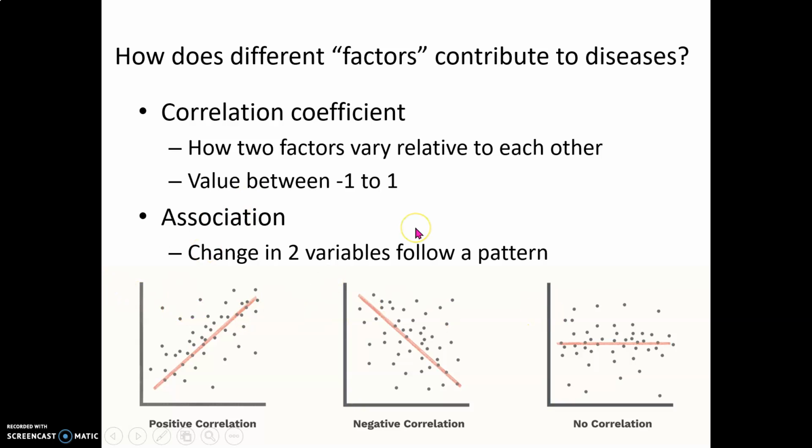So this is a value between -1 and +1. +1 being a perfect positive correlation. When A increases, B increases. -1 being a perfect negative correlation. When A increases, B decreases. Or 0 meaning there's no correlation at all. So when you are investigating two factors, you're looking for an association. Do they follow a pattern?